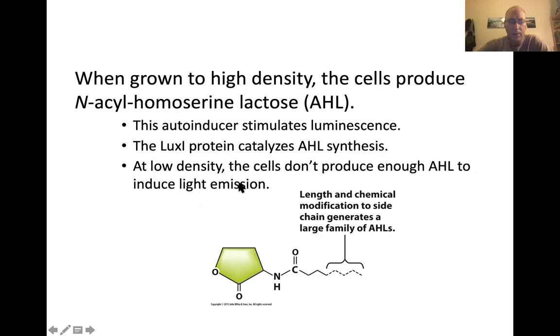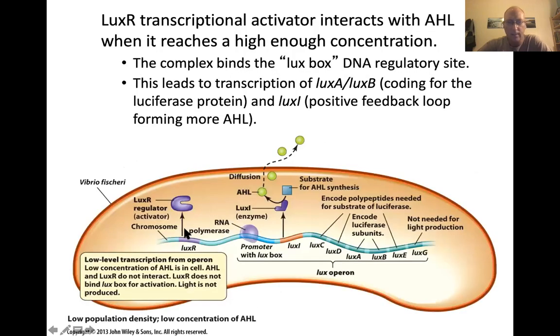And the idea is that at low cell density, the bacteria are producing this AHL, but it doesn't build up to high enough levels to turn on light emission. I'll show you that next. All right, so this is the details of the operon and the regulatory strategy. So we have the Lux operon here, and then we have the regulator here. This is similar to how the lac operon is organized, where the genes that are regulated are closely adjacent to the gene for the actual regulator, in this case, the transcriptional activator, okay?